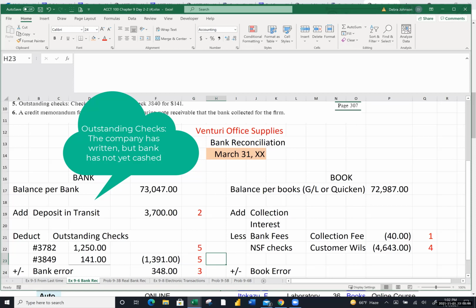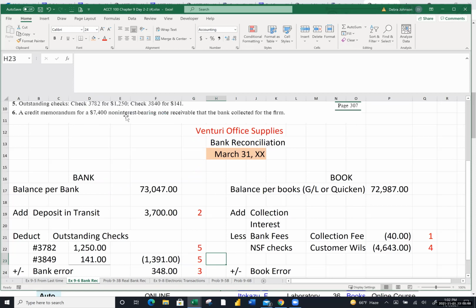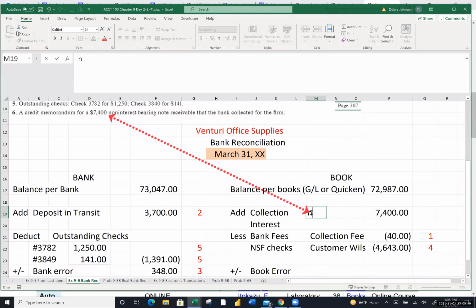And then finally, this is what doesn't happen too many times. All of a sudden, you get a notice that money has been placed in your account for a collection of a note. So I'm going to add that in. In this case, it was non-interest bearing, so I don't have to worry about the interest in the journal entry process. And it doesn't really say who that's from. So we'll just put non-interest note.